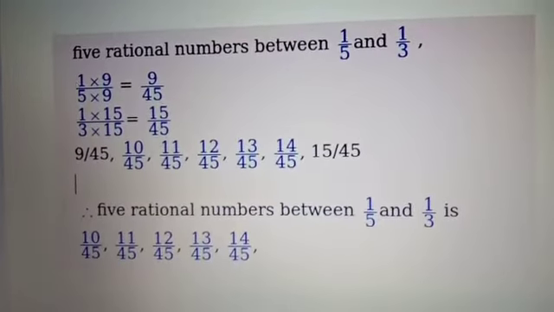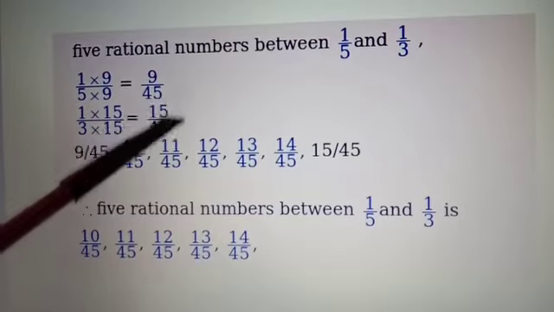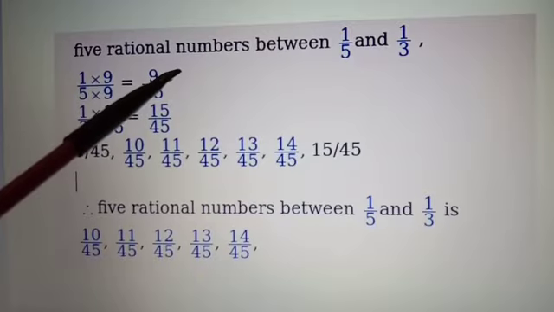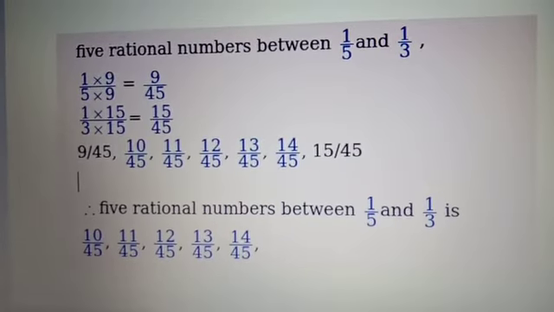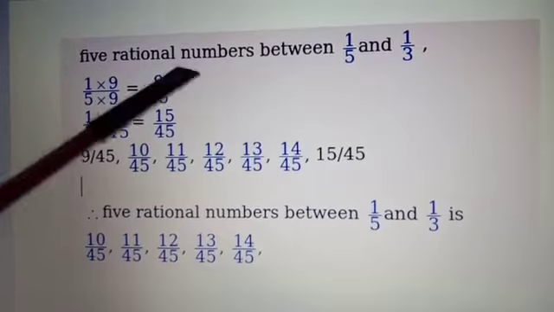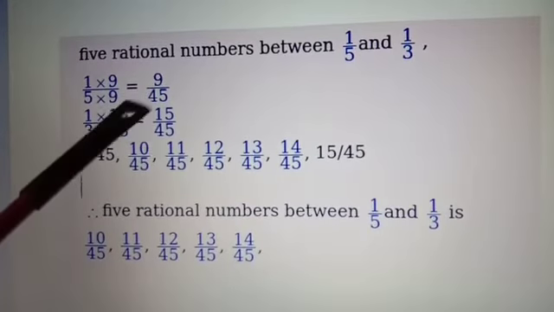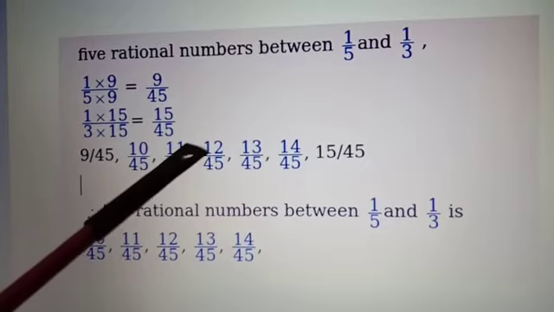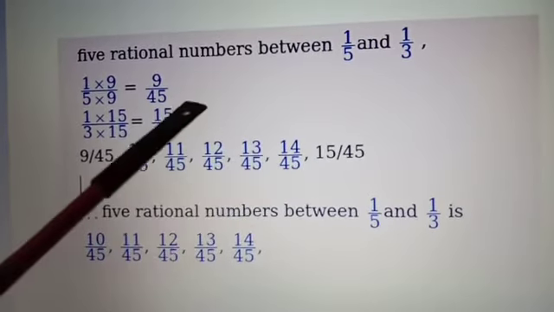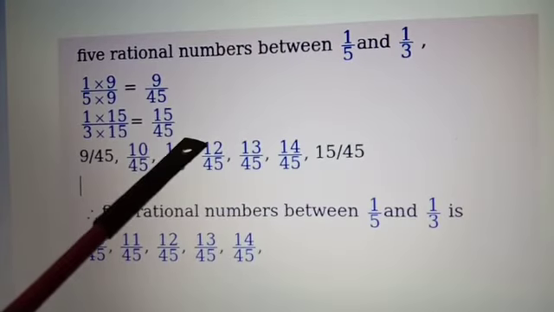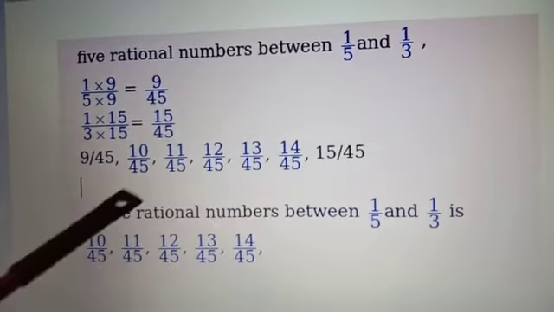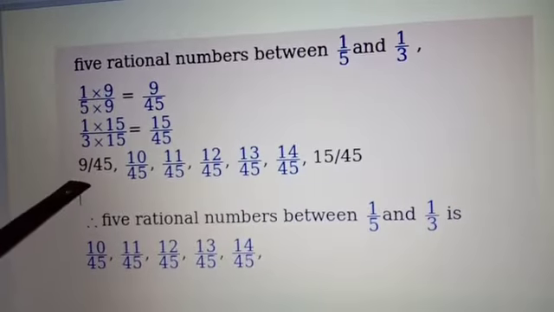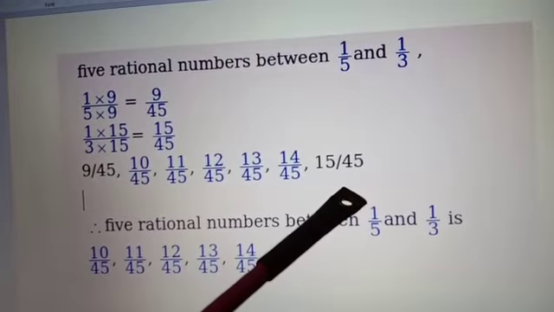Now, in both, the denominator 45 is the same. Now compare the numerators. Here the numerator value is 9. Here the numerator value is 15. How many rational numbers do we have to find? 5 rational numbers. Definitely we can write them, because after 9 what will come? 10. Next 11, 12, 13, 14. And the last one is 15 by 45. In between these two only we have to write 5 rational numbers. So we can include these 5 rational numbers between 9 by 45 and 15 by 45.